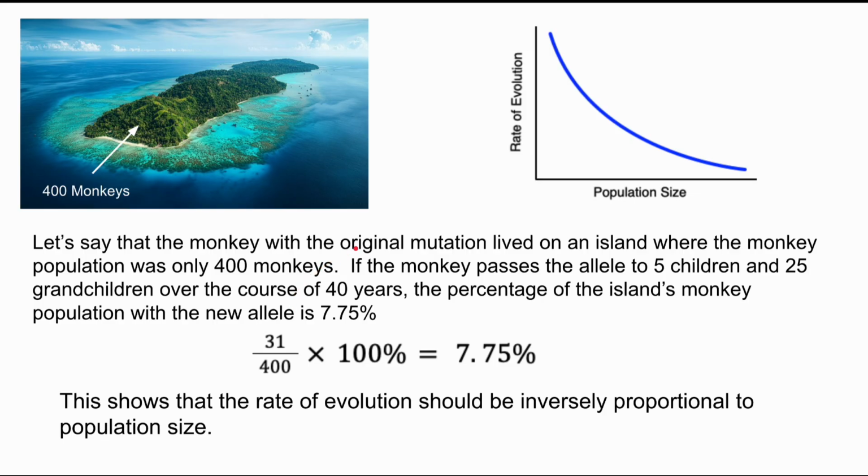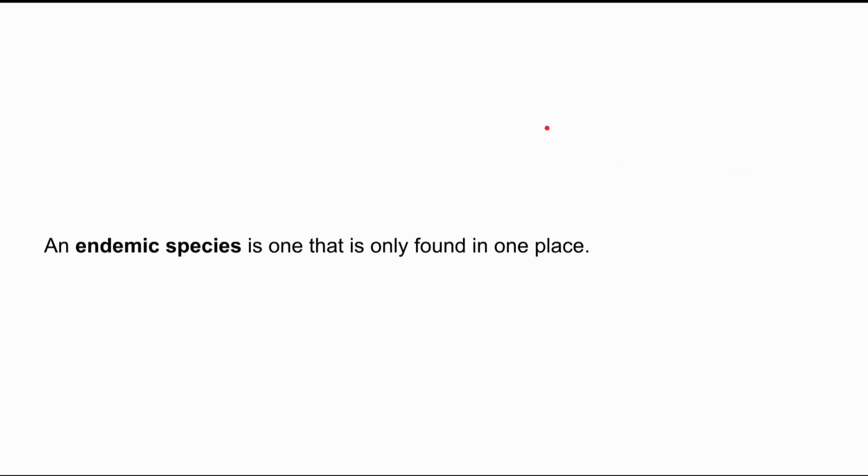So basically what we could say then is the rate of evolution is inversely related to population size. The smaller the population, the more rapid evolution is going to occur, and the larger the population is, the less, because that new gene can only spread through reproduction, and the bigger the population is, the longer that's going to take. But in a small population, it's a lot easier for it to become prevalent.